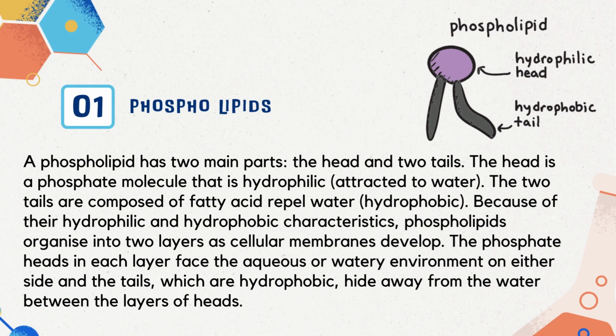A phospholipid has two main parts, the head and two tails. The head is a hydrophilic phosphate molecule attracted to water. The two tails are composed of fatty acid and repel water. Because of their hydrophilic and hydrophobic characteristics, phospholipids are organized into two layers as cellular membranes develop. The phosphate heads in each layer face the aqueous or watery environment on either side, and the hydrophobic tails hide away from the water between the layers of heads.